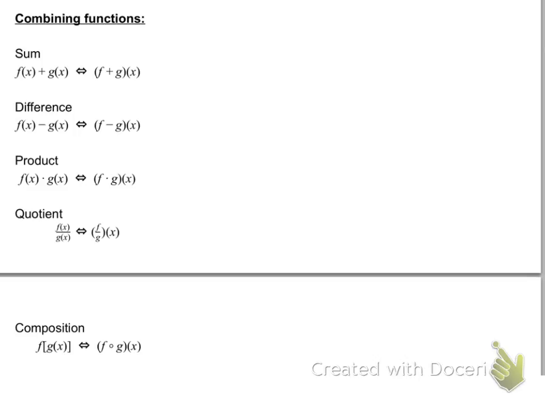Now, here's the cool thing. A lot of times you see them stated as f of x plus g of x. But sometimes they want to save a little bit of ink and not have to write x twice. And so they write f plus g of x, or f minus g of x, or f times g of x. And we're dividing them, the quotient: f of x divided by g of x. They like to say f divided by g of x.